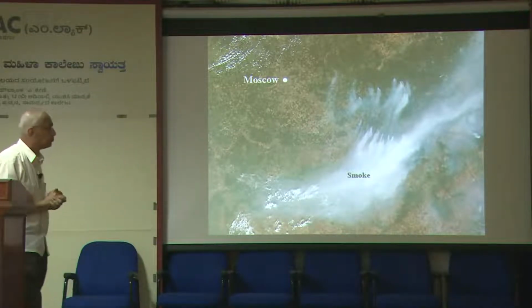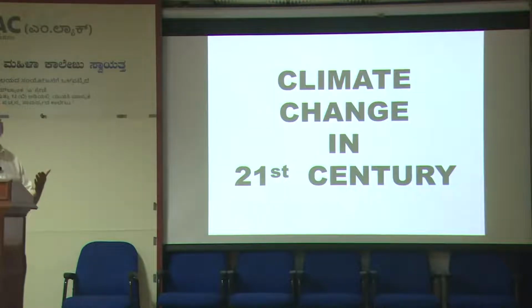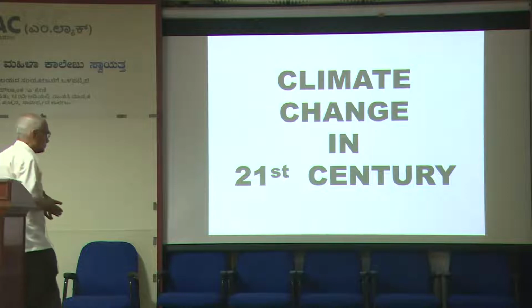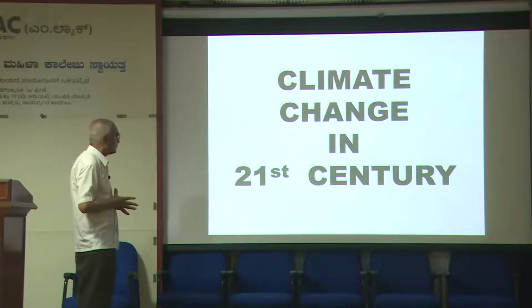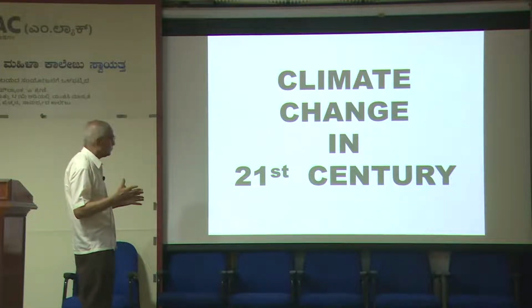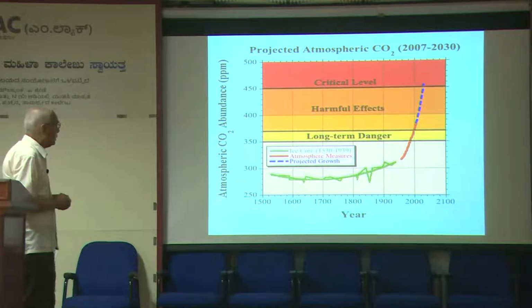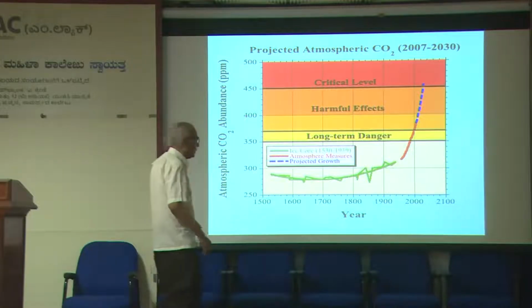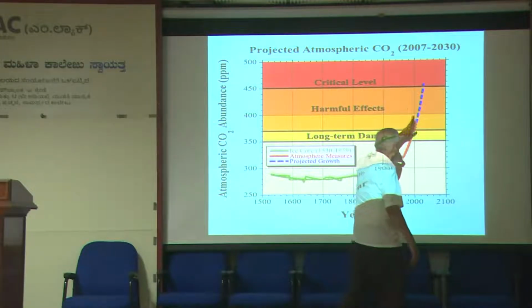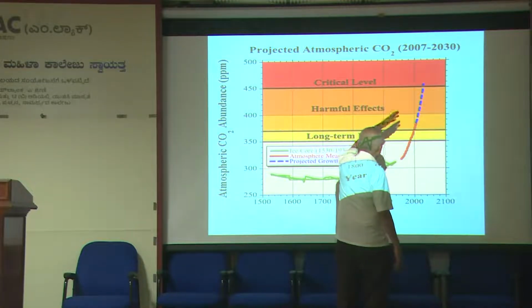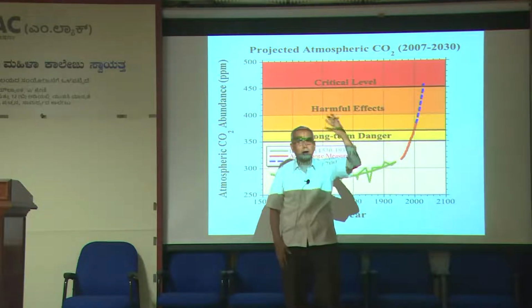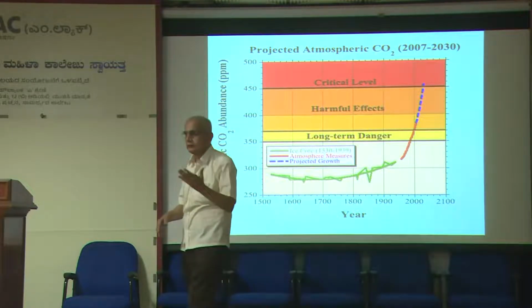Next slide. Let's go to the final part of the talk. What will happen in the next 100 years? Next slide. Yeah, so we are rapidly going up. We are doing nothing, just CO2 is going up. It's already crossed 400. It will cross 450 definitely and may even reach 500. That's what the cause of concern is.